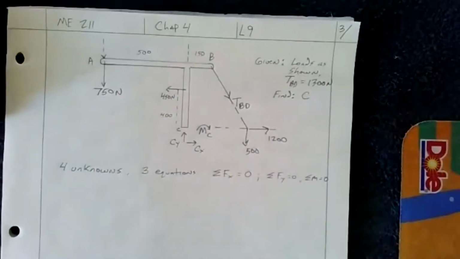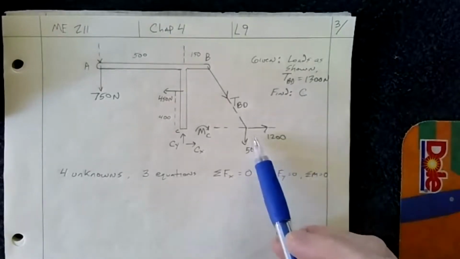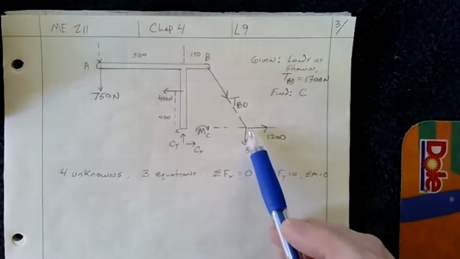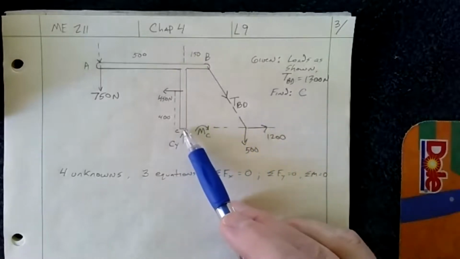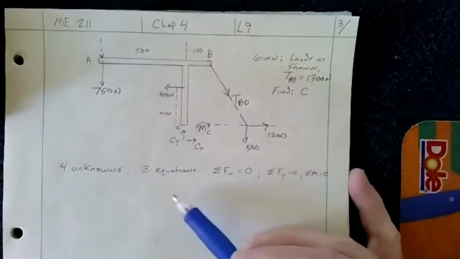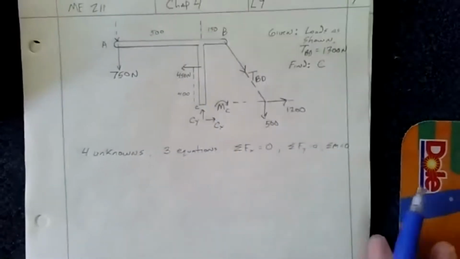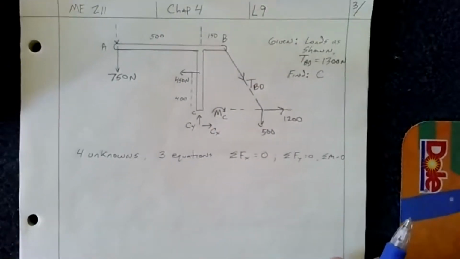Okay? And that's just from the triangle from the 5, 12, 13. So that means that if I have 500 down here, the 1200 component creates no moment because it goes right through C. Now, let me come back to that. So we have 4 unknowns, 3 equations. So let's figure out how to solve this.